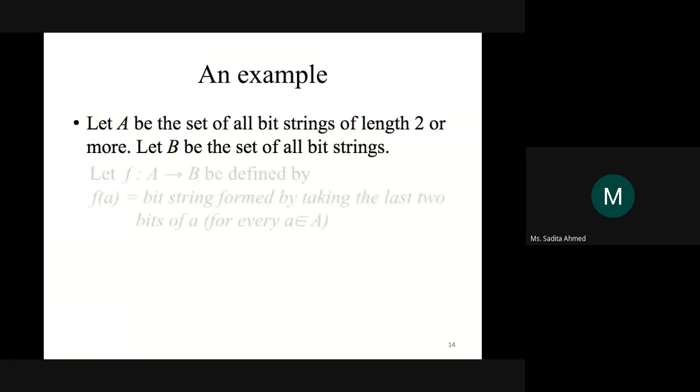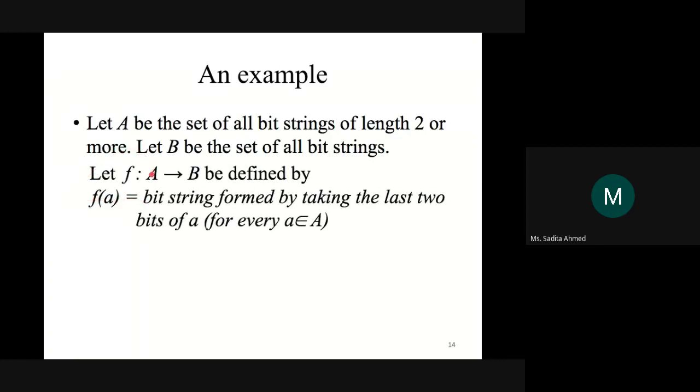Now, for the function that is mapped from A to B, as you can see here in this example, the domain and codomain are specified. The function is mapped from A to B. So which one is the domain? A, which is the set of all bit strings of length 2 or more. And B is the codomain, which is the set of all bit strings. Now, what is the function that we have to apply? The function is that you should be taking the last 2 bits for all the bit strings that are formed in A, all right?